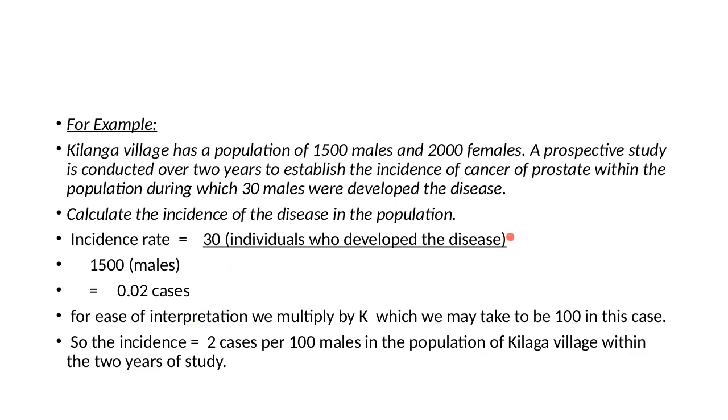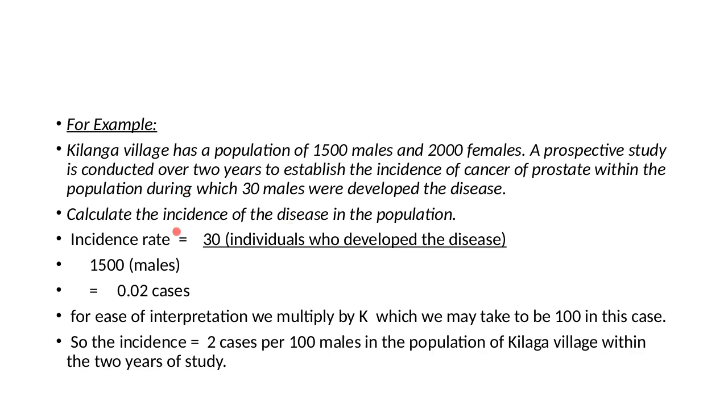Then you have to multiply your answer by K, which we may take to be 100 in this case. You can also use 10,000, depending. That's why I'm saying it depends on the population at risk. So for ease of interpretation, we multiply by K, which we take to be 100 in this case, because 1,500 is not that large a number. So the incidence is equal to 2 cases per 100 males in the population of Kilanga village within the 2 years of study who were at risk of getting prostate cancer.